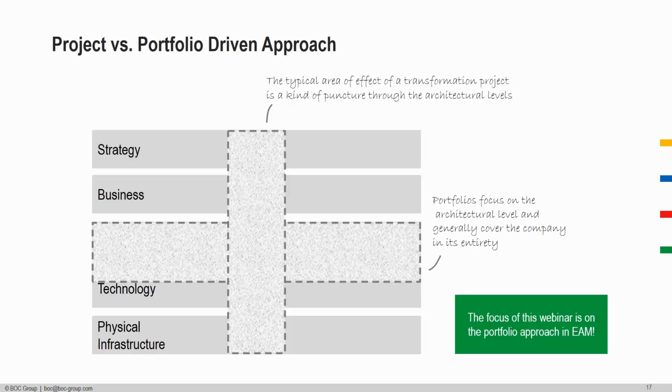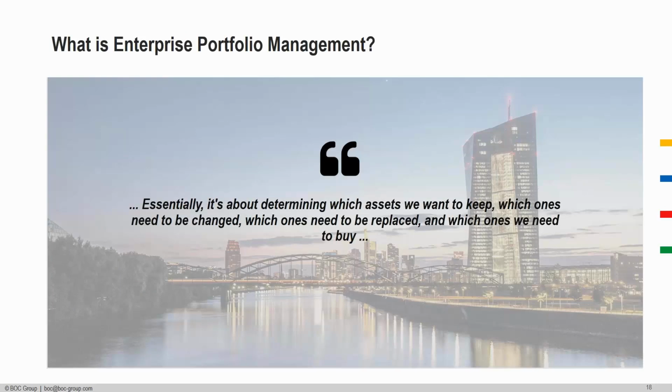So just another definition. What do we actually mean by enterprise portfolio management? Essentially it's about determining which assets within your architecture you want to keep, which ones need to be changed, which ones need to be replaced, and which ones we need to actually procure, or where we need to go and buy something new. So again, it's systematic management of your assets within a company.